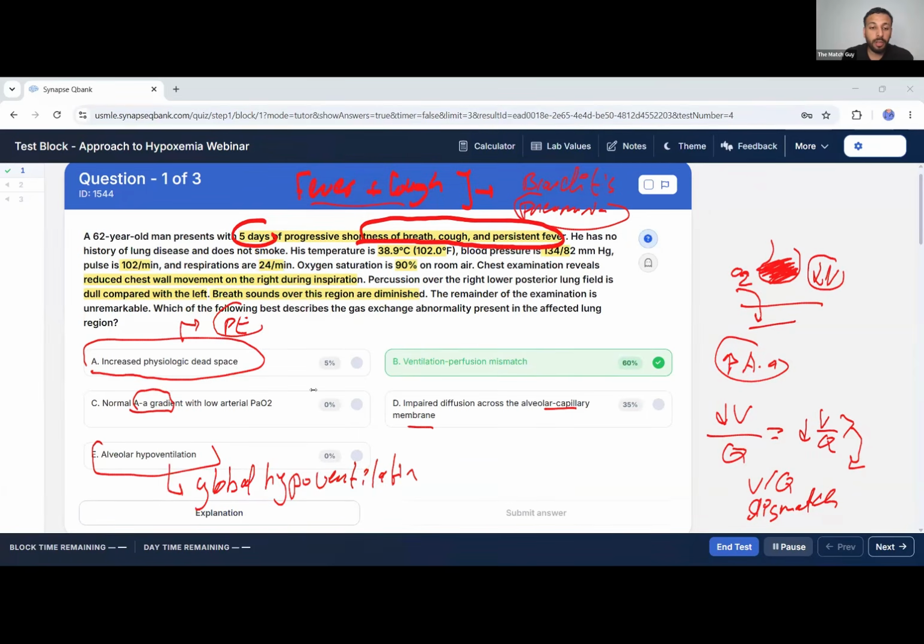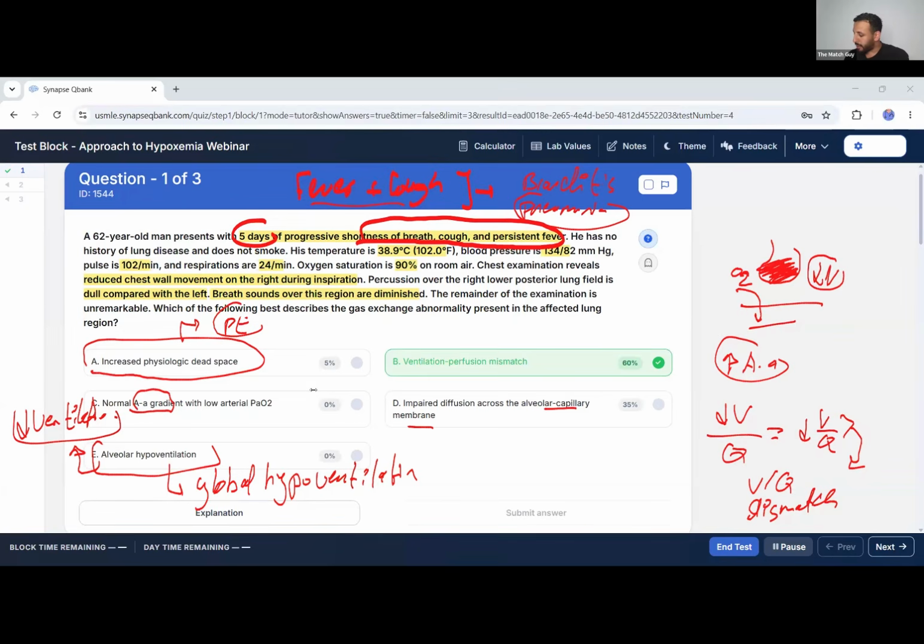The AA gradient is normal. So alveolar hypoventilation means that the patient has a condition that decreases ventilation in all of the lung. Those who have pneumonia are just having decreased V in the affected areas. And the AA gradient would be normal in alveolar hypoventilation.